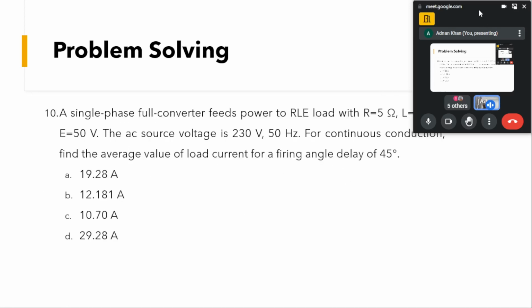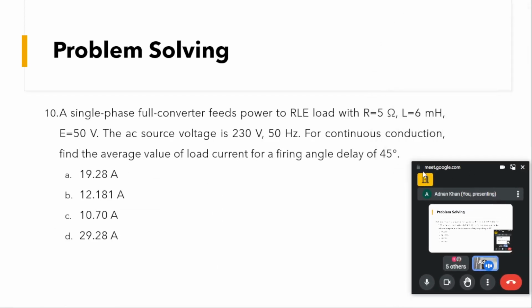Now coming to the last question of today's interaction. We have a single phase full converter feeding an RLE load whose parameters are given as 5 ohm, 6 millihenry and 50 volts, and the AC source is given to be 230 volts, 50 hertz. For continuous conduction, we have to find the average value of the load current for a firing angle of 45 degree.